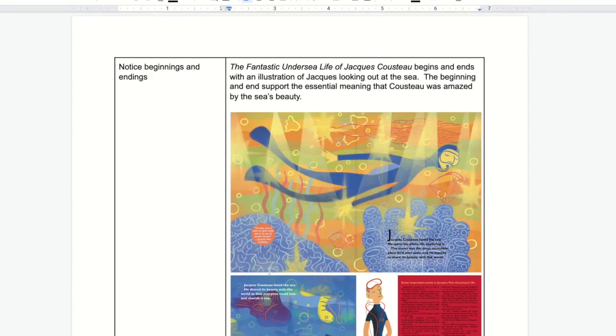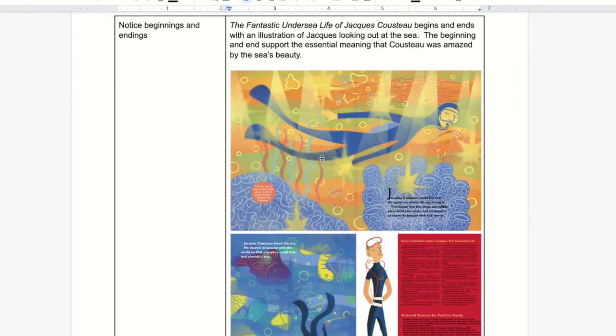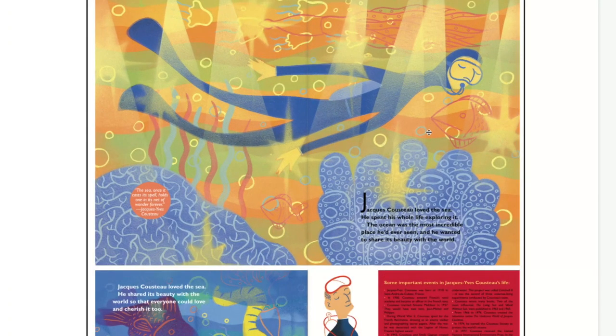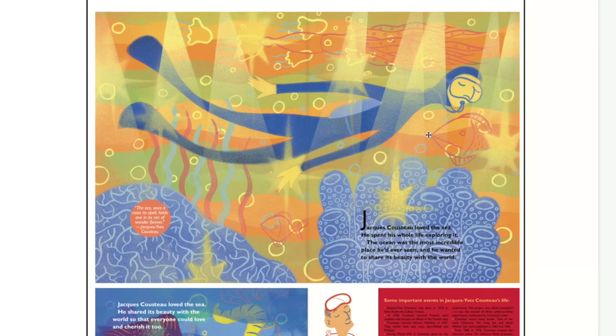Here we have The Fantastic Undersea Life of Jacques Cousteau. It begins and ends with an illustration of Jacques looking out at the sea. The beginning and end support the essential meaning that Cousteau was amazed by the sea's beauty. So here we have the first page of The Fantastic Undersea Life of Jacques Cousteau. We talked about the text feature here, the text bubbles, and the quotes that the real Jacques-Yves Cousteau had said.